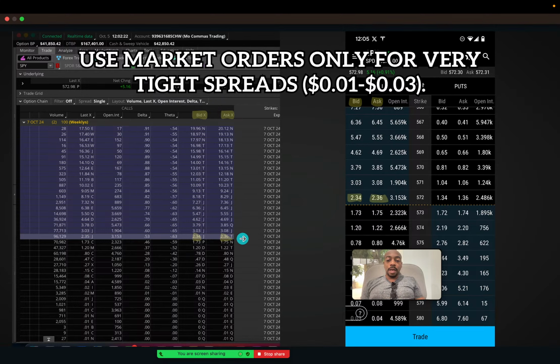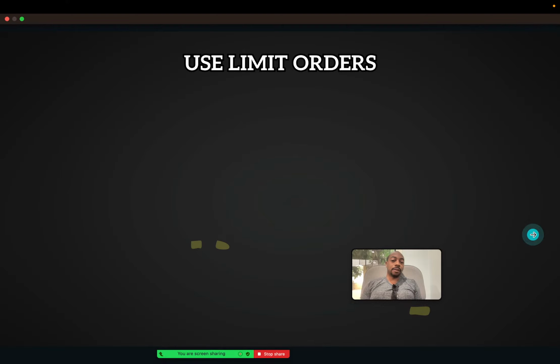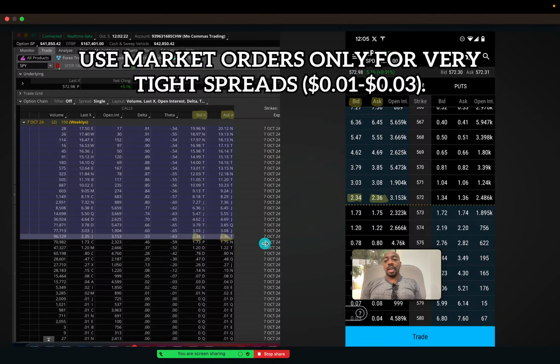If you're in this 572 option right here in SPY and the spread is 2 cents, a $2 difference, it's not going to make much difference if you get in at $2.34 or $2.36. A dollar or two difference isn't going to make a big difference. Where it does make a difference is if it's a $4 spread, right? So you need to be wary of this when you're actually trading and what you're trading. So I'm going to be less worried about that if I'm trading SPY.